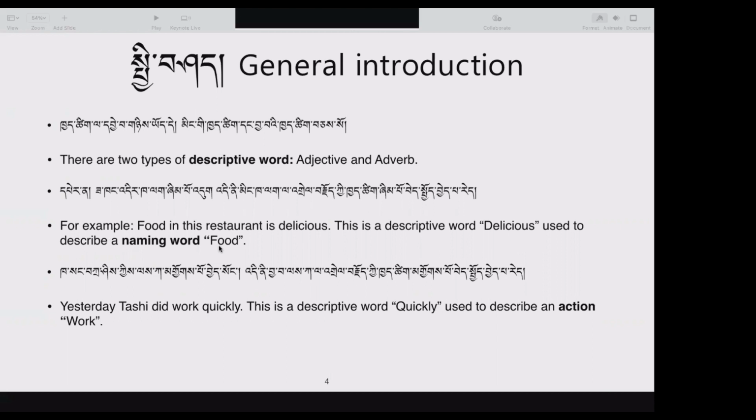So food in this restaurant is delicious is a statement in which we have the naming word, which is food, and we have the descriptive word adjective here, which is mingi ketsik. Ming here should be understood as naming word. So naming word food. Now second example.